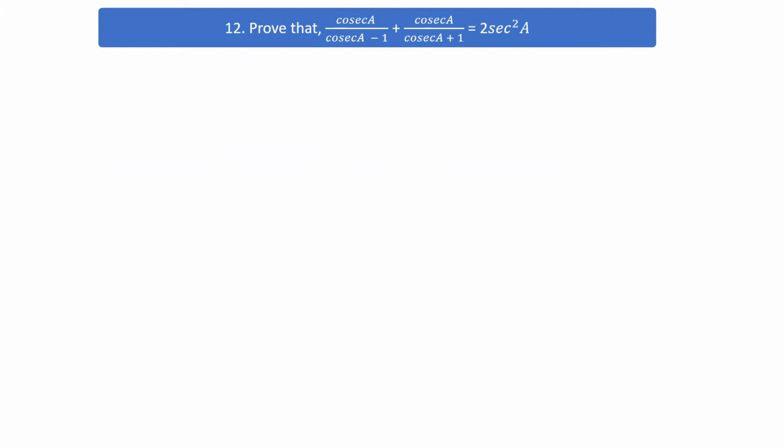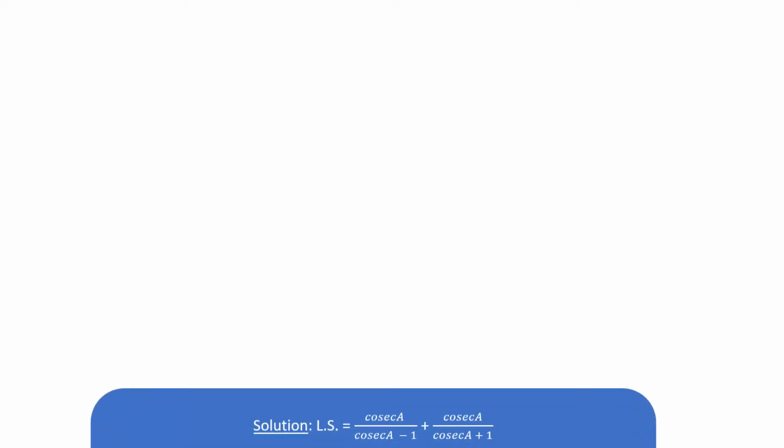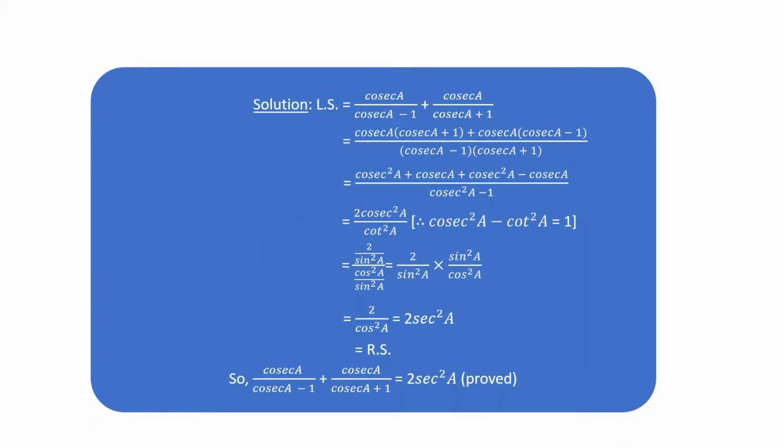Question number 12. Prove that cosec A / (cosec A − 1) + cosec A / (cosec A + 1) equals 2 sec² A. Solution: left side, cosec A / (cosec A − 1) + cosec A / (cosec A + 1). Taking the LCM of the two denominators, (cosec A − 1)(cosec A + 1).